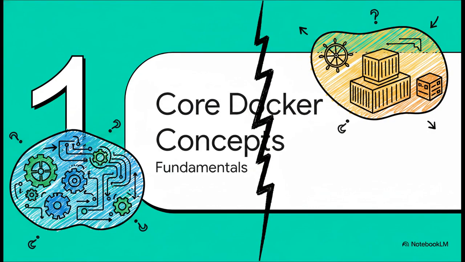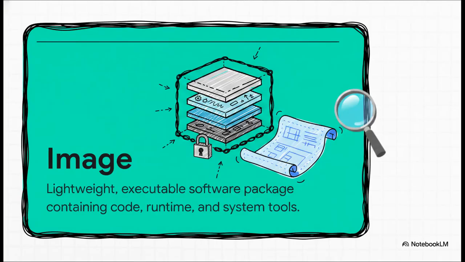Okay, Section 1, Core Docker Concepts, Defining the Fundamentals. To kick things off, we really need to clearly separate two foundational concepts that honestly get confused way too often in the wild. First up, the Docker image. By definition, an image is a lightweight, standalone, executable package of software. It literally includes everything you need: your code, the runtime, system tools, system libraries, settings, you name it. The best way to think about it, it's essentially your static, immutable blueprint. Once the architect draws it, that blueprint does not change.